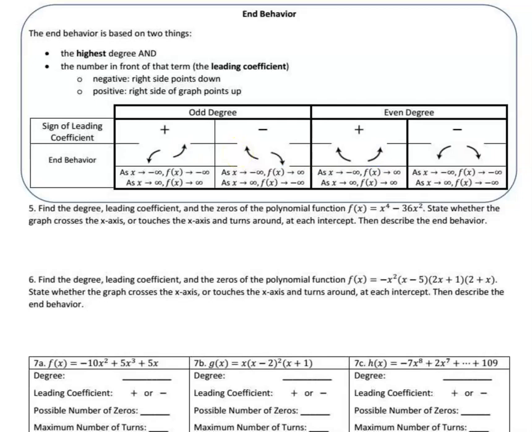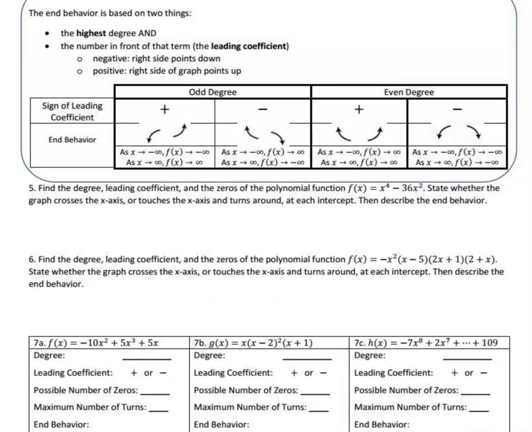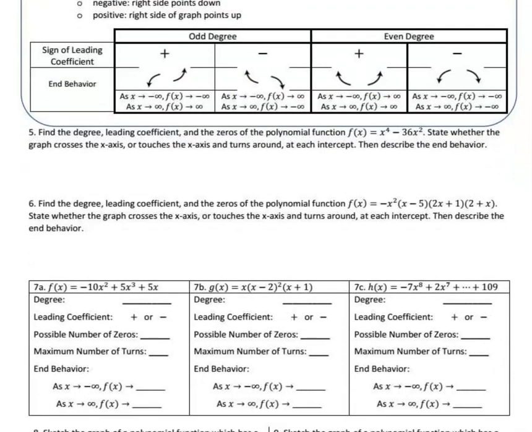So let's look at number 5. Let's talk about this one. Find the degree, the leading coefficient, and the zeros for f of x equals x to the 4th minus 36x squared. Well, I look for the highest power. This is already in polynomial function form. So the highest power is 4, so the degree is 4. The leading coefficient is the number in front of that term, so the leading coefficient is 1.